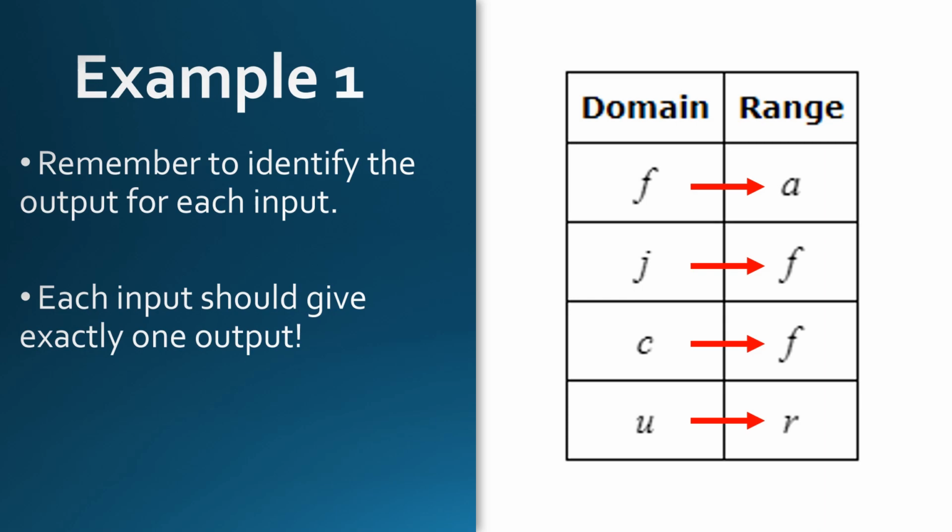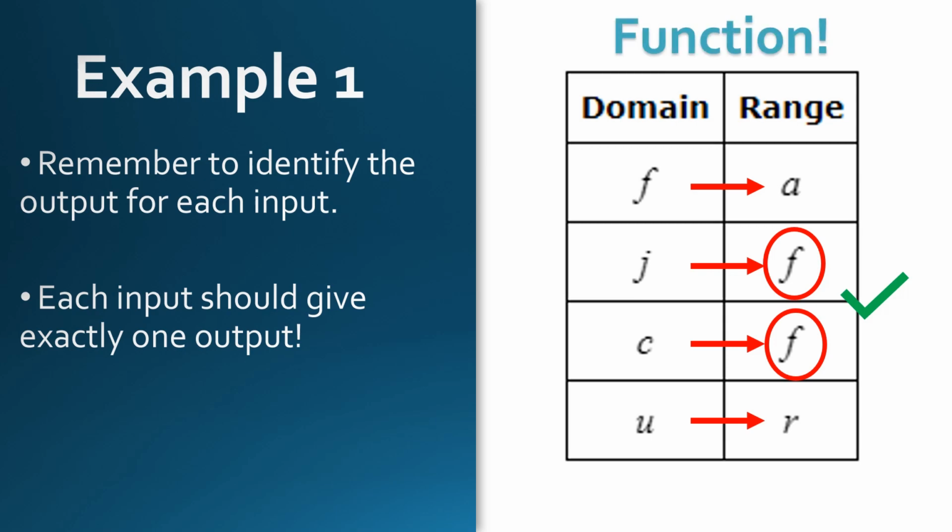Now, initially when you're starting to look at these things, you might be concerned about this. Oh, J and C both gave us F as an output. Except, that's like having, again, 2 slots in the vending machine to give us the blue Doritos, right? So since that's the case, this is actually okay, and it is a function, because each input gives us exactly one output.